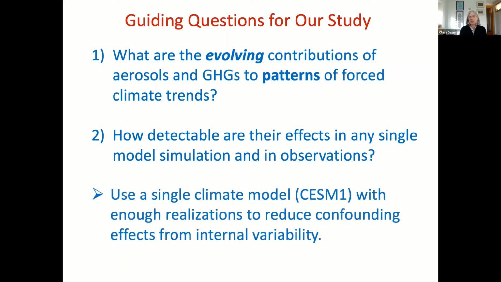And to address these questions, we use a single climate model, the CESM1, with enough realizations to reduce confounding effects from internal variability, and I'll speak about that in a moment. I may not get to the second part, which I'm happy to discuss with people offline, but the short answer is that there's a lot of noise from internal variability. Of course, it does depend on region and season, but overall, it is difficult to pick out these forced impacts in the historical record in terms of these large-scale patterns.